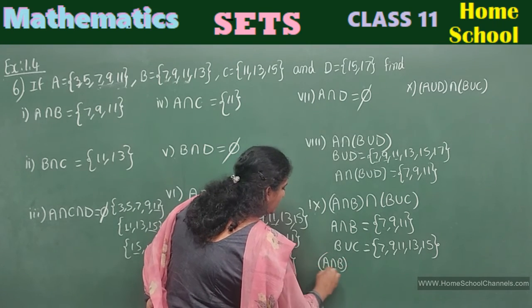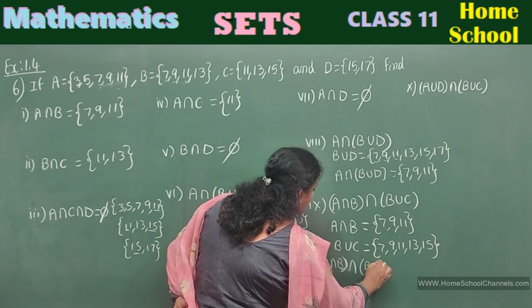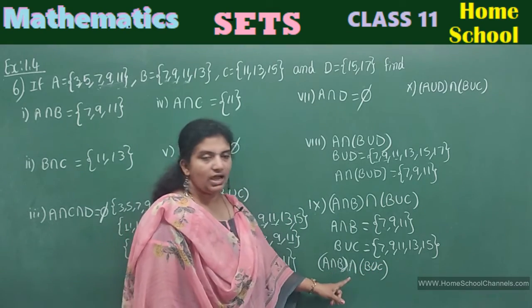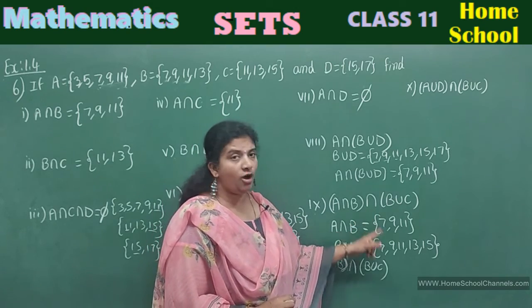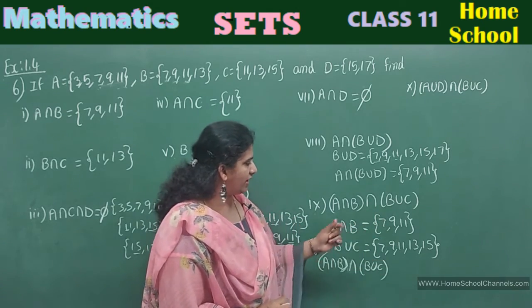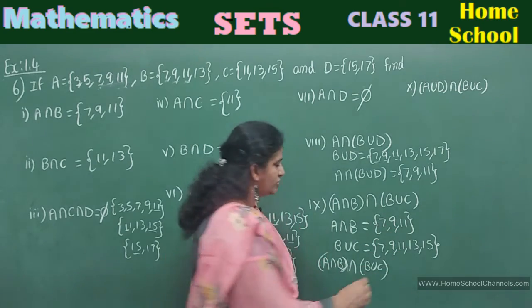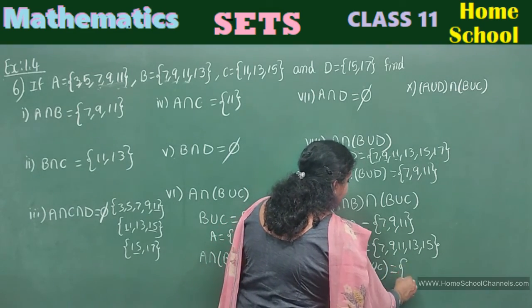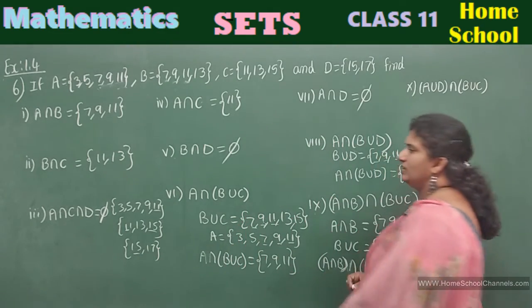A intersection B, intersection B union C. Observe, intersection means common elements. Same elements what you have here and here. 7, 9, 11 is common. So write the answer as 7, 9, 11.